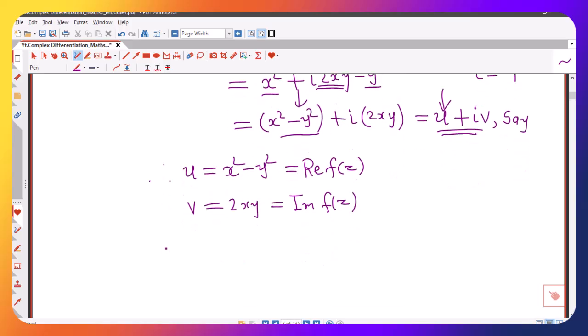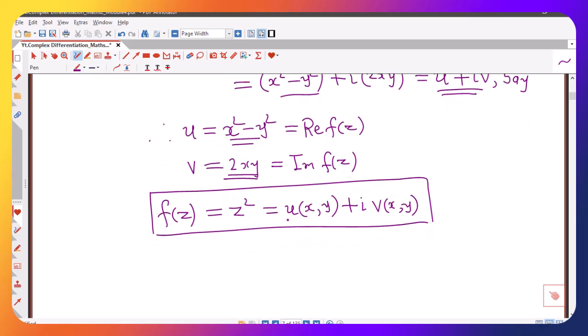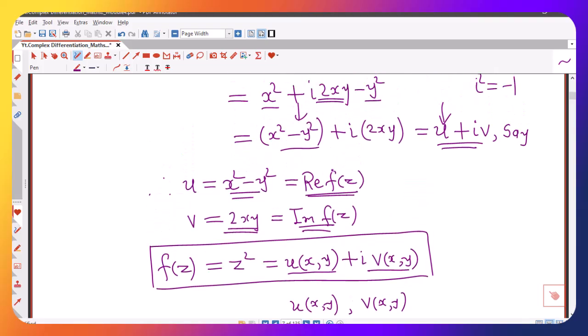So what we have written here is our function f(z) equal to z square in this form: u, a function of two variables x and y, plus i times v, a function of two variables, 2xy. So this is for f(z) equal to z square, and in general we can write every complex function in this form u plus iv, where u and v are functions of two real variables x and y. u is the real part of f(z) and v is the imaginary part of f(z).